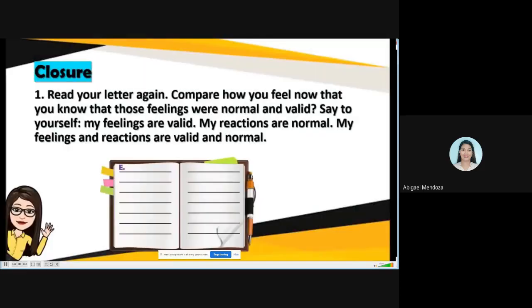Closure. Number 1. Read your letter again. Compare how you feel now that you know that those feelings were normal and valid. Say to yourself, my feelings are valid. My reactions are normal. My feelings and reactions are valid and normal. Here is the format.